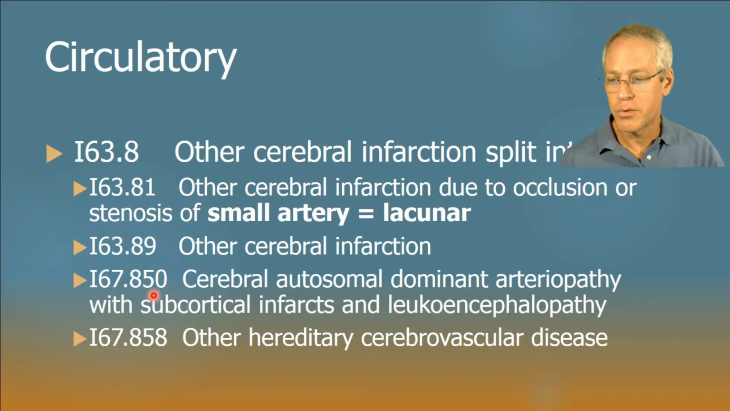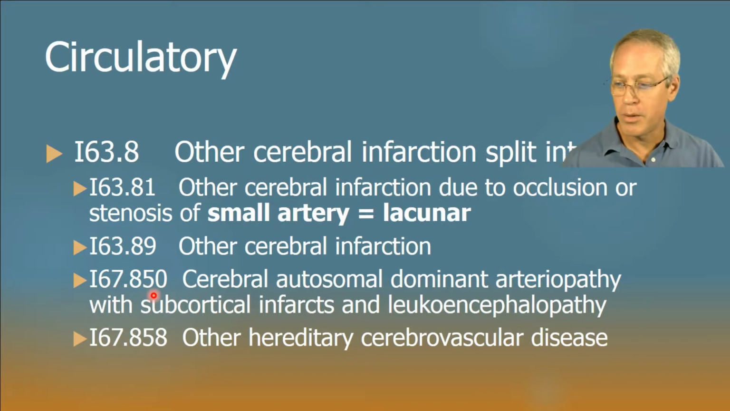For example, cerebral autosomal dominant arteriopathy with subcortical infarcts and leukoencephalopathy. And I hope I never have to say that all in one sentence again, but it has its own code. Other hereditary cerebrovascular disease, too. And of course, we've just simply added the 9 to the code, and we've still recycled our other cerebral infarction.